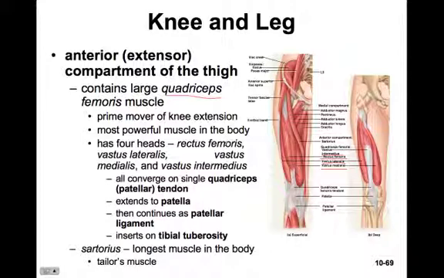Each of these 4 muscles converge on a single quadriceps or patellar tendon that you can see here. It extends to the patella and then continues beyond the patella as the patellar ligament and inserts on the tibial tuberosity. The sartorius is the longest muscle in the body. It extends from the lateral side of the hip all the way down to the medial side of the knee.